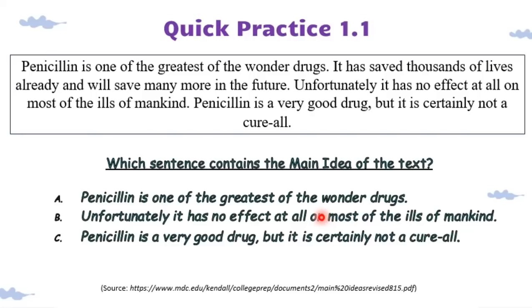Look at C, "Penicillin is a very good drug, but it is certainly not a cure-all." So here, the meaning of option C says that penicillin is good, but at the same time, it does not cure all diseases. So A, B, and C, which one best summarizes the idea in this text? Yes, you are right. It is C.